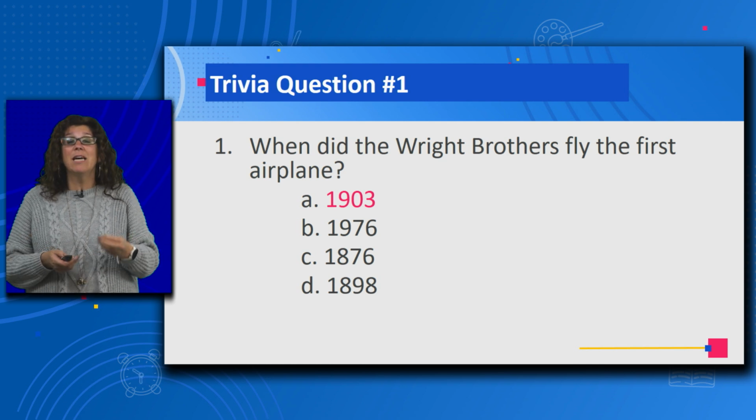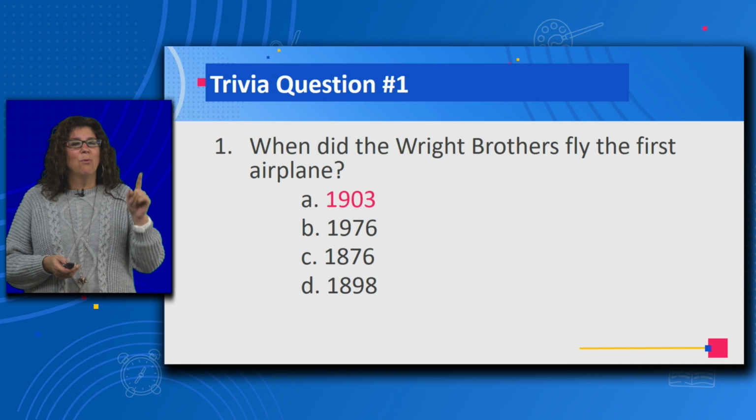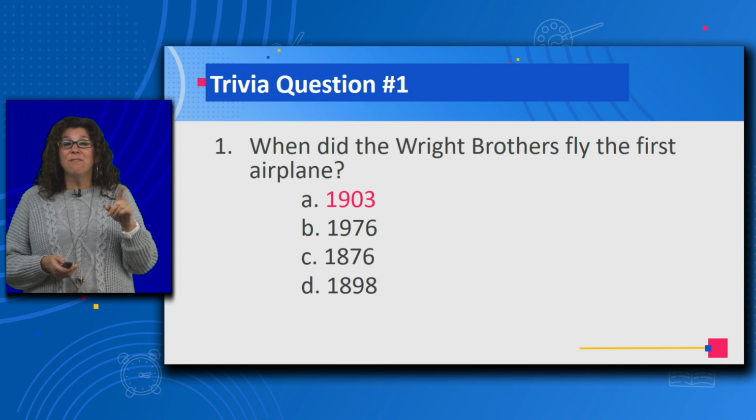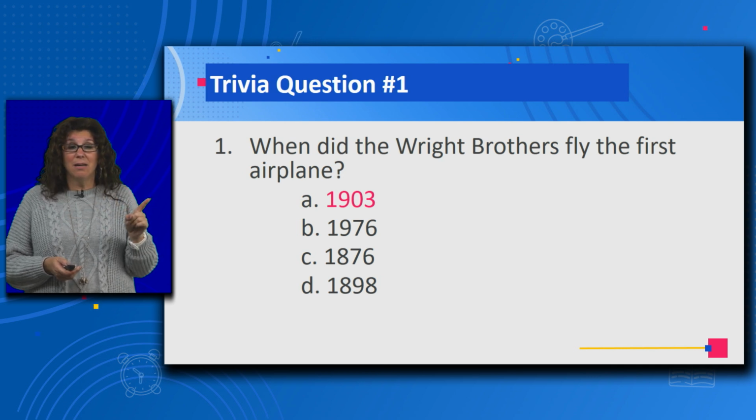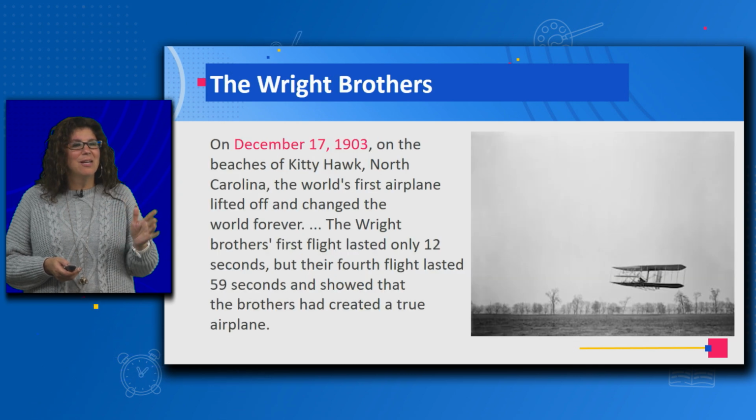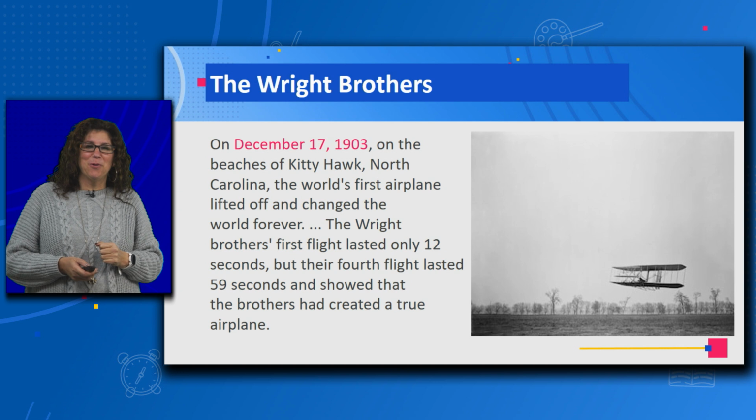If you wanted to get from one place to another, you had to go on a boat. In fact, even after that, it was still very expensive to fly, and not everybody could, not like today. Let me tell you a little bit about the Wright brothers.